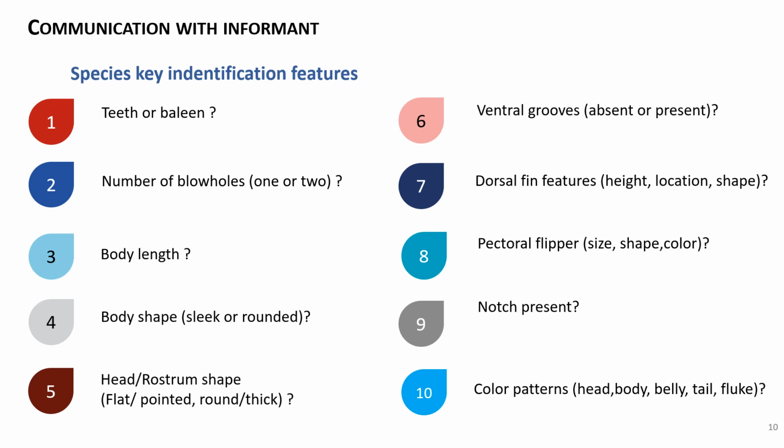What is the size of the pectoral flipper? The shape, the color. Is a notch present? And what about the color patterns? The head, the body, the belly, the tail, the fluke.